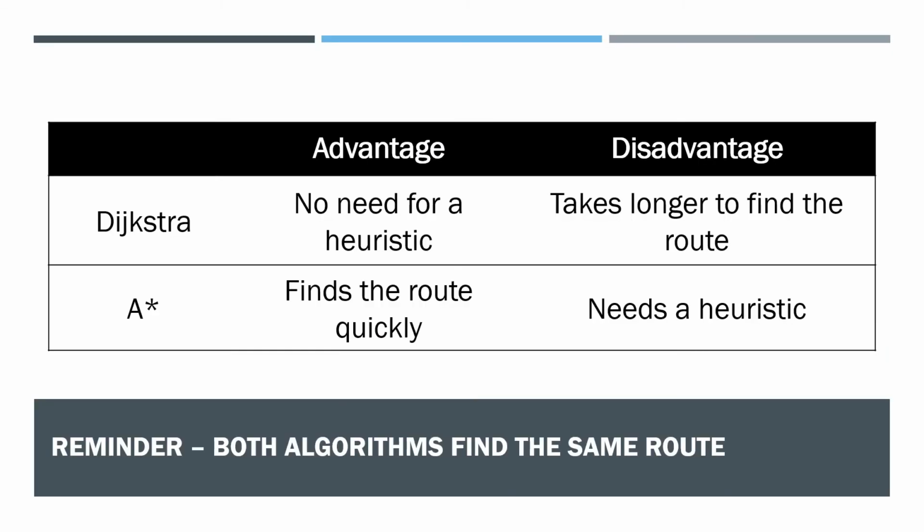So you could set this out in an advantage-disadvantage table like this. Both algorithms find the same route. A-star finds it more quickly, but it needs a heuristic, whereas Dijkstra takes longer to find the right route, but you can run Dijkstra even if you don't have a heuristic. That's it. So do be careful in the exam. Don't say A-star finds a quicker route. That's the wrong way of putting it. Instead, we say A-star finds the route more quickly. It's less processing.